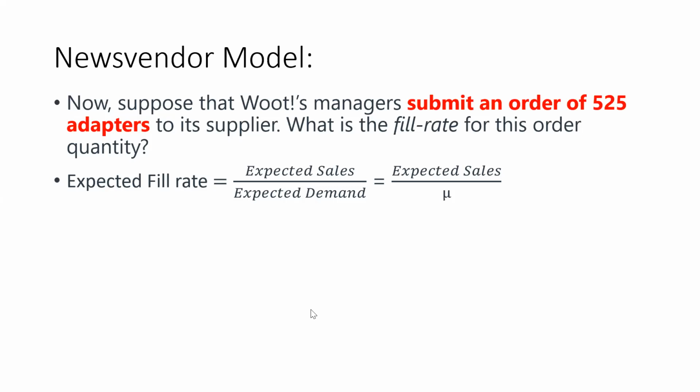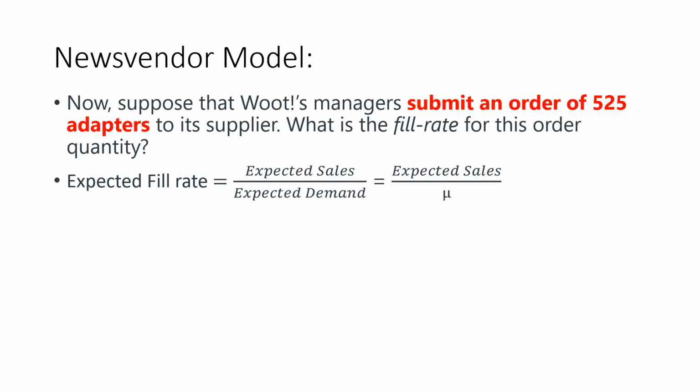Okay, next one. Now suppose the manager submits an order of 525 adapters to its supplier. What is the fill rate for this order quantity? The expected fill rate is equal to expected sales divided by expected demand, so expected sales divided by mu. So we need to figure out the expected sales, which is derived from the lost sales. When you see lost sales, you need to go to the loss function table.